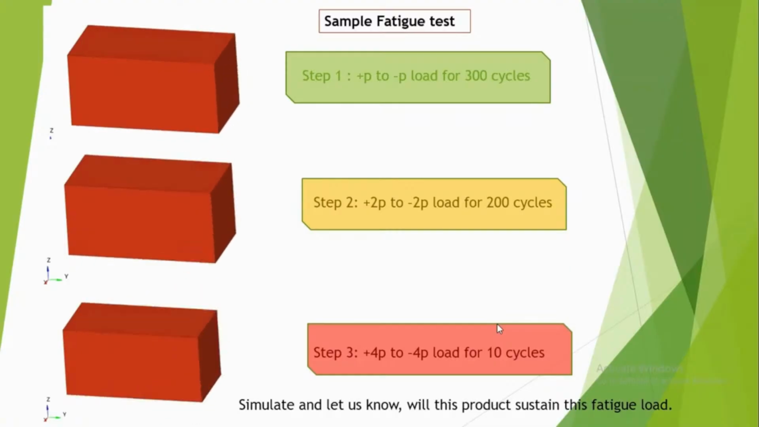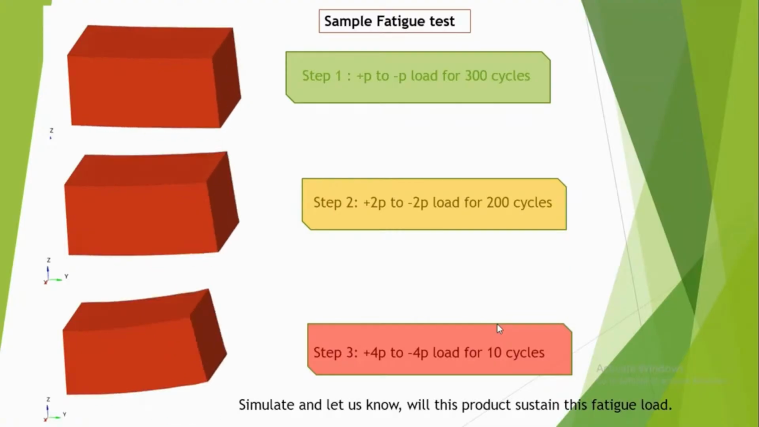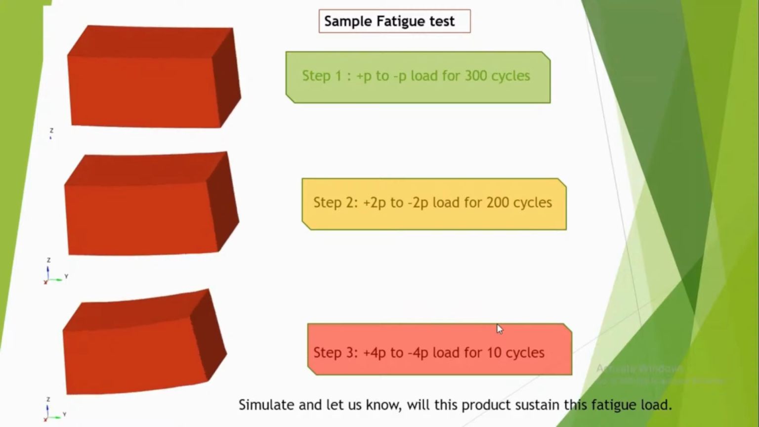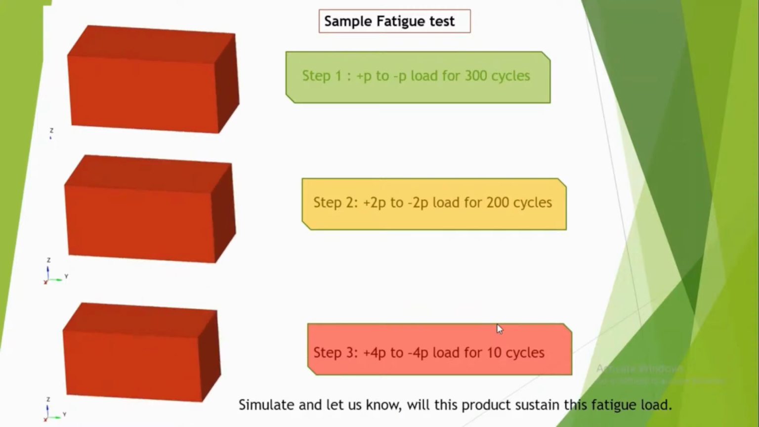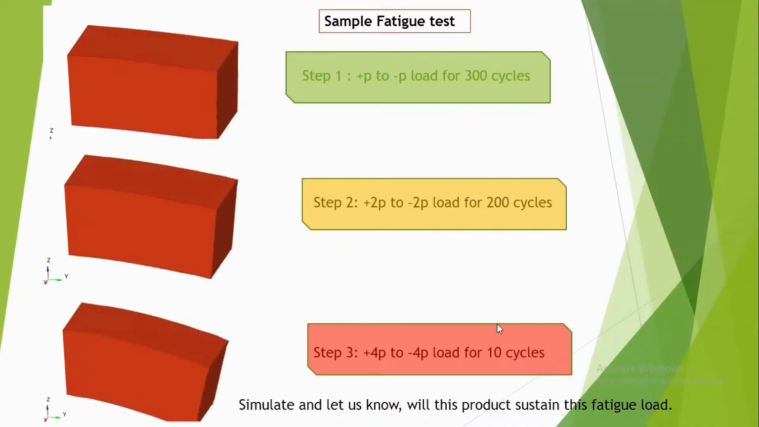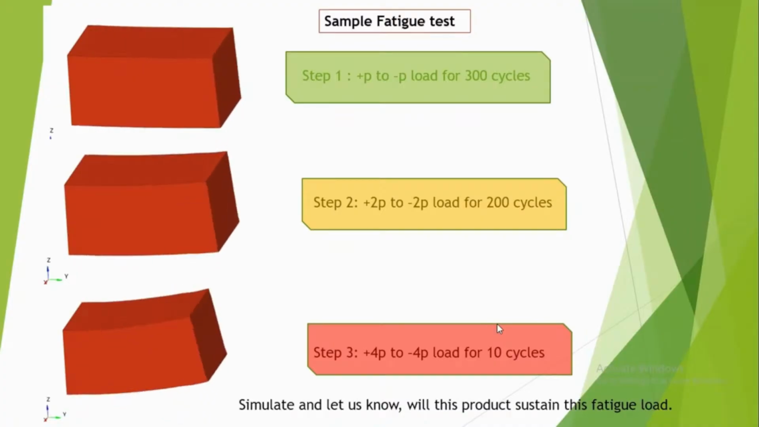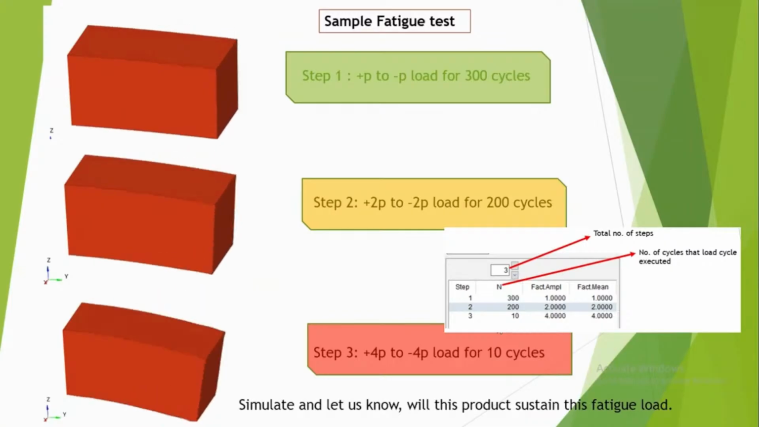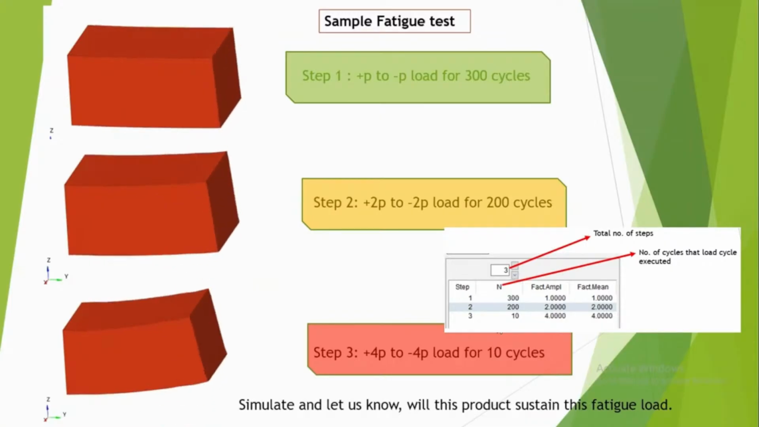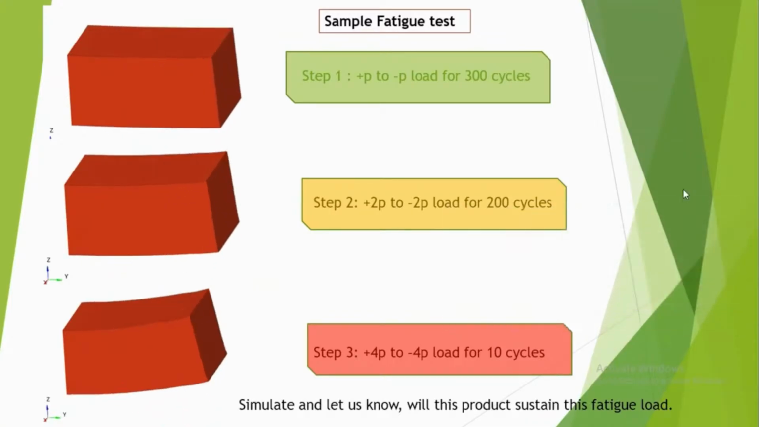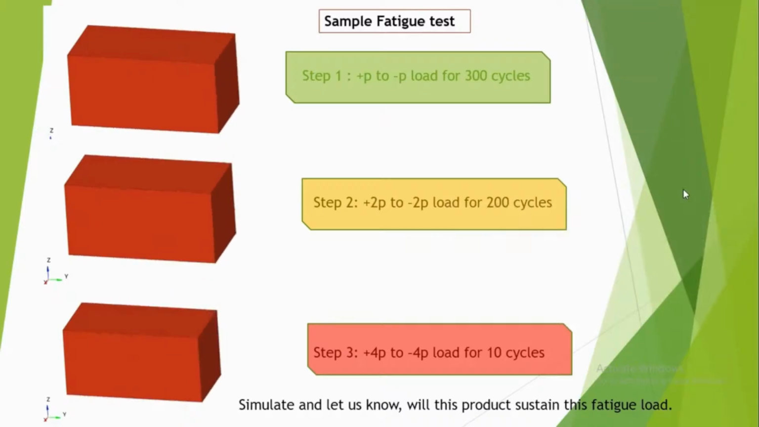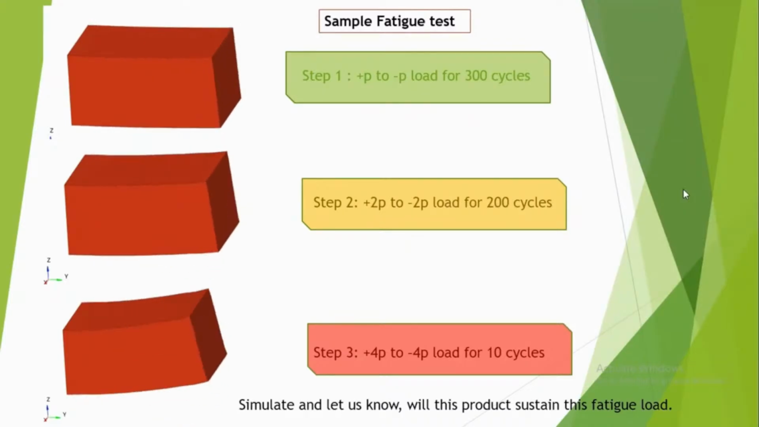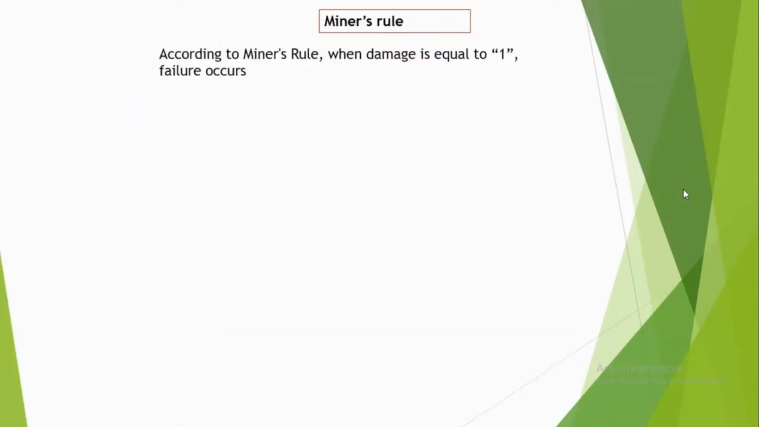If it is above one block cycle, that means your component will not fail under this cumulative damage test. And if it is less than one block cycle, then you can say your component will fail under this cumulative damage test. FEMFAT uses the Miner rule to calculate this block cycle fatigue. Then you may ask what is Miner rule. So let us go to the next slide.